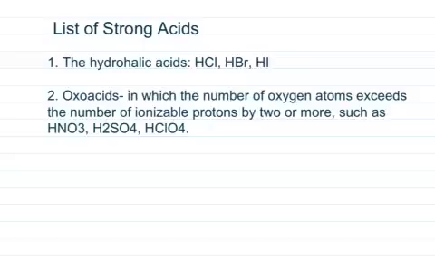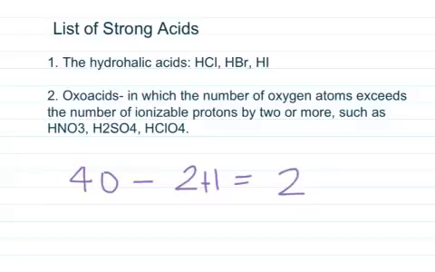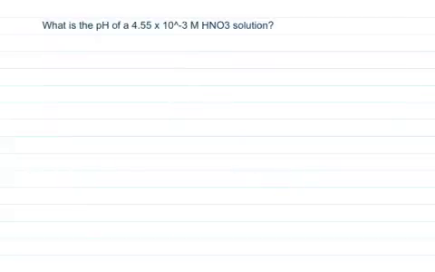So let's do an example of how we identify an oxoacid. Let's take a look at sulfuric acid. Sulfuric acid has 4 oxygens minus the 2 hydrogens it has, and we get a number of 2. Because it follows the definition of an oxoacid, it's possibly a strong acid. Alright, so let's do a little bit of a problem.